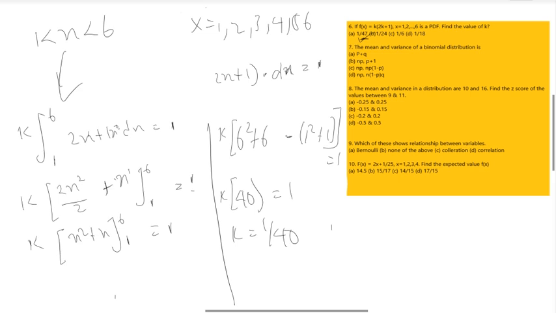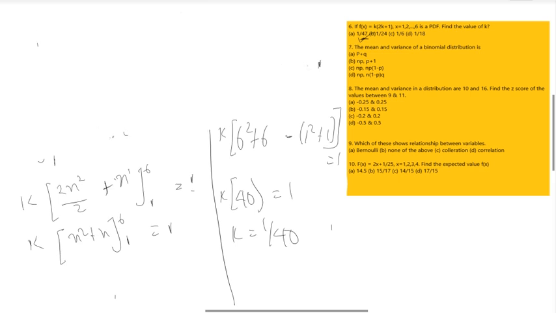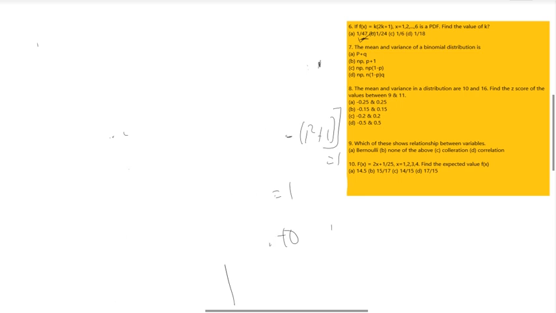All right, so let me clean this and let's go to question 7 then. Trying not to clean the questions like I did before. All right, so question 7, the mean and variance of a binomial distribution. I already explained this in the first slide, so you should be able to get this one. The answer is option C.